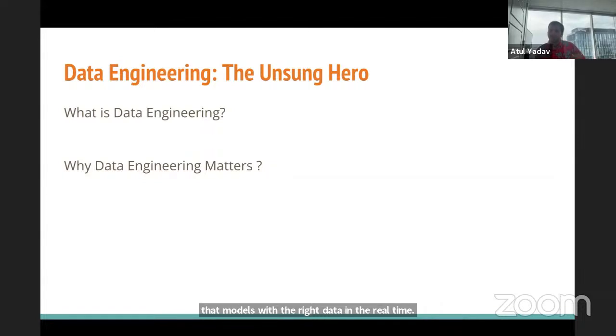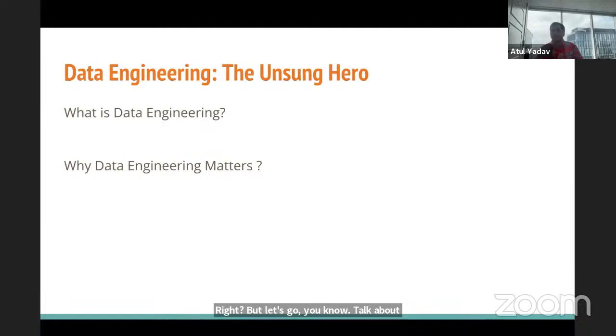So that is the reason MLOps came into the picture: the automation of model deployments and the automation of real-time training of the models. That is an altogether separate topic we can cover in some other session, but let's talk about data engineering.